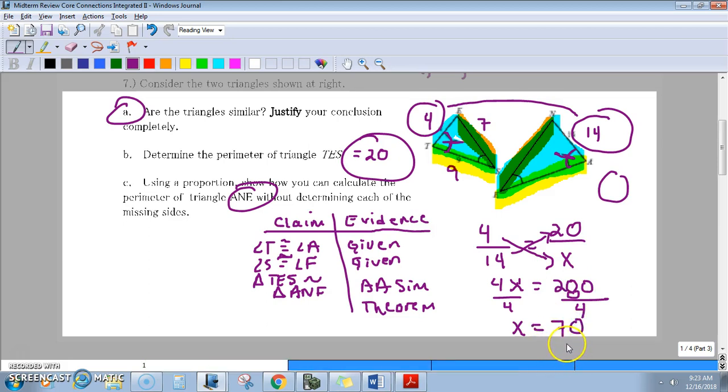Okay, what does x stand for? What was I actually looking for? The perimeter of the second triangle. So the perimeter is equal to 70.